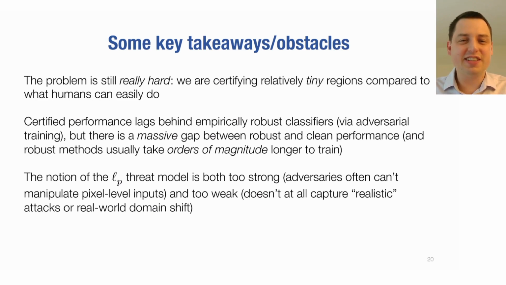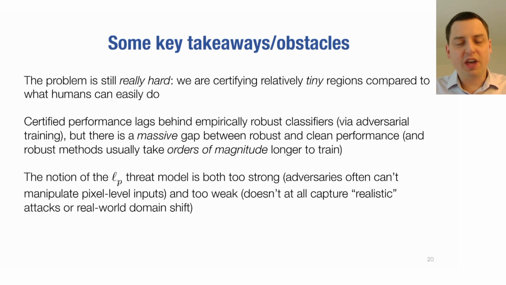The way I want to emphasize that is we are certifying relatively tiny regions in our images compared to what humans can easily do, right? So if you look back here, we're talking about 1 pixel total on these images in ImageNet, or maybe 2 out of 255 pixel values on CIFAR for the L infinity ball. These are tiny, tiny perturbations compared to what is easy for humans. And they don't signify anything yet compared to the robustness that we as humans have on these things, and that we really want to have on these images.